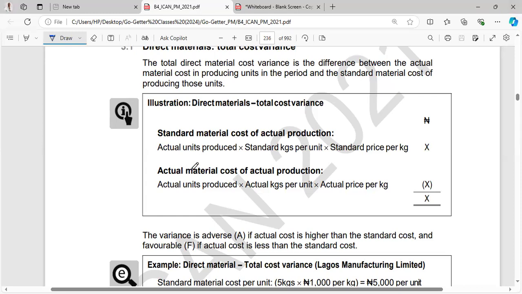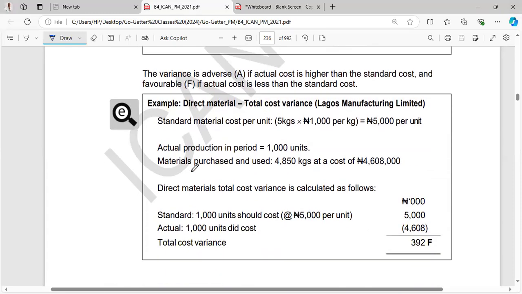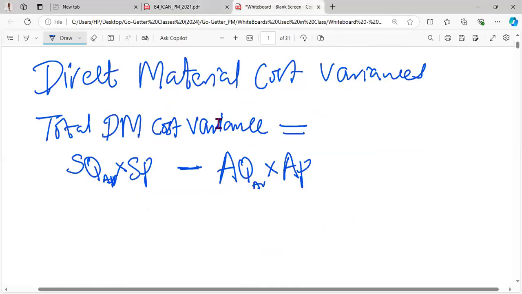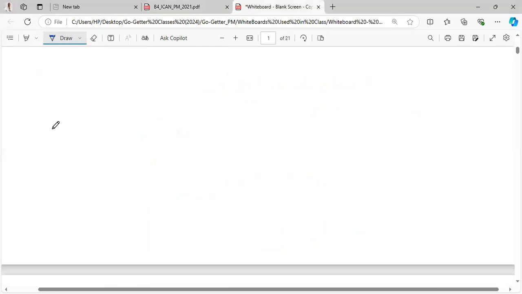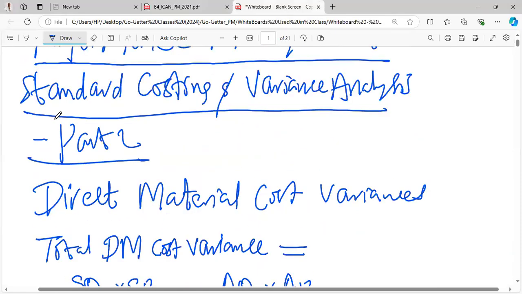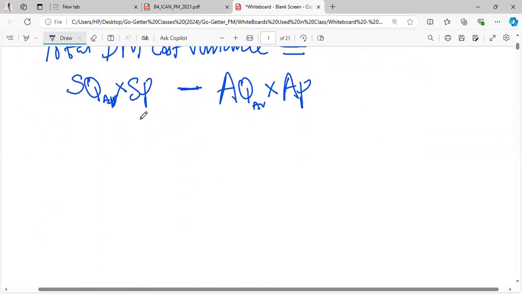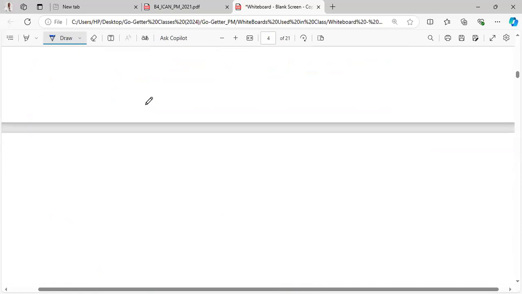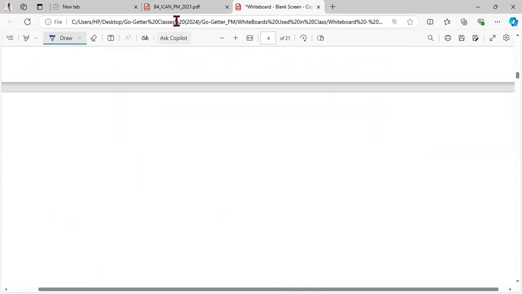Okay, so let's see an example here. Standard quantity, standard price. Now we look at it. I will leave all of this. I'll leave 2 pages or so for the formula. I will go to page 3 or page 4 to do an example. So I'll start the example here, then come back.